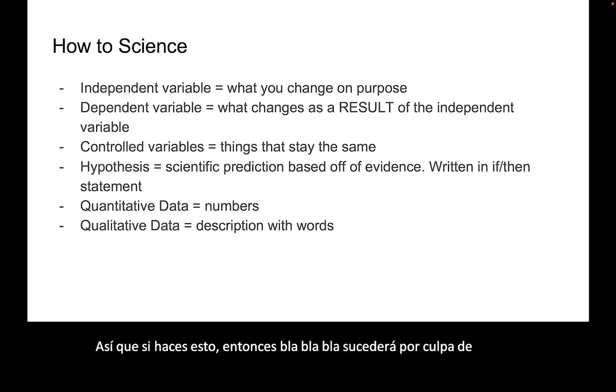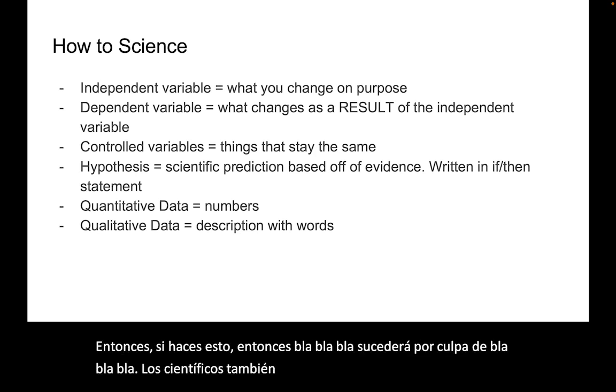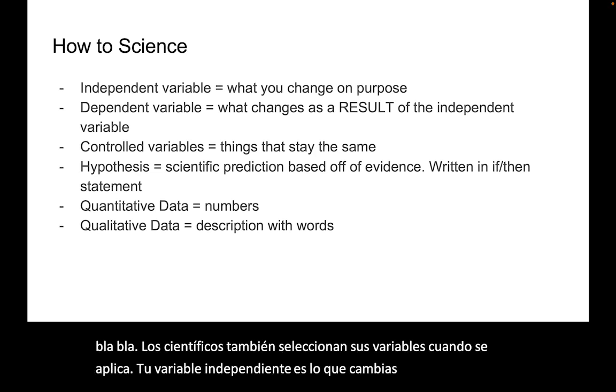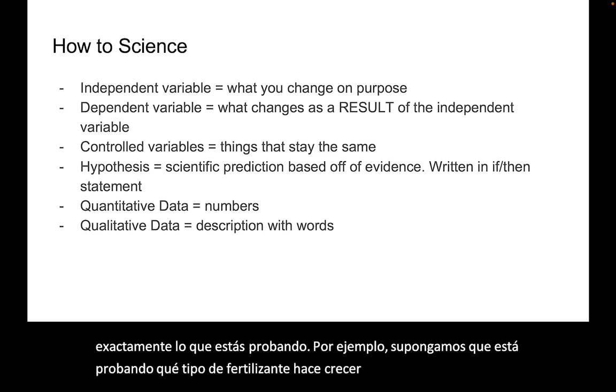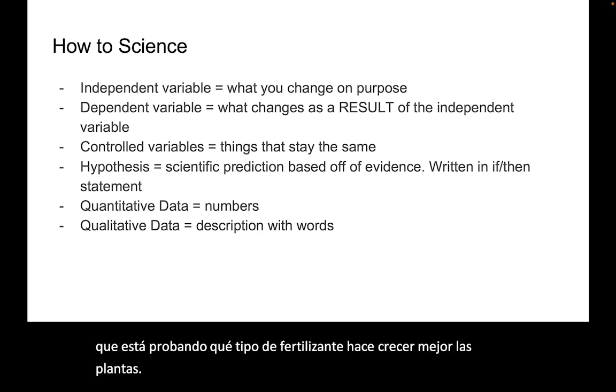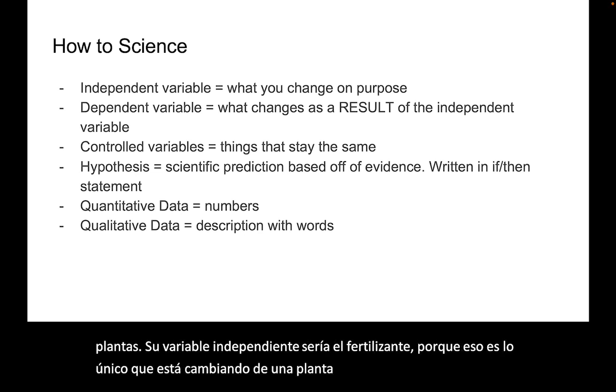Scientists also pick out their variables when it applies. Your independent variable is the thing that you change on purpose. It is what exactly you are testing. So, for example, say that you are testing what kind of fertilizer grows plants the best. Your independent variable would be the fertilizer because that is the one thing that you are changing from plant to plant.